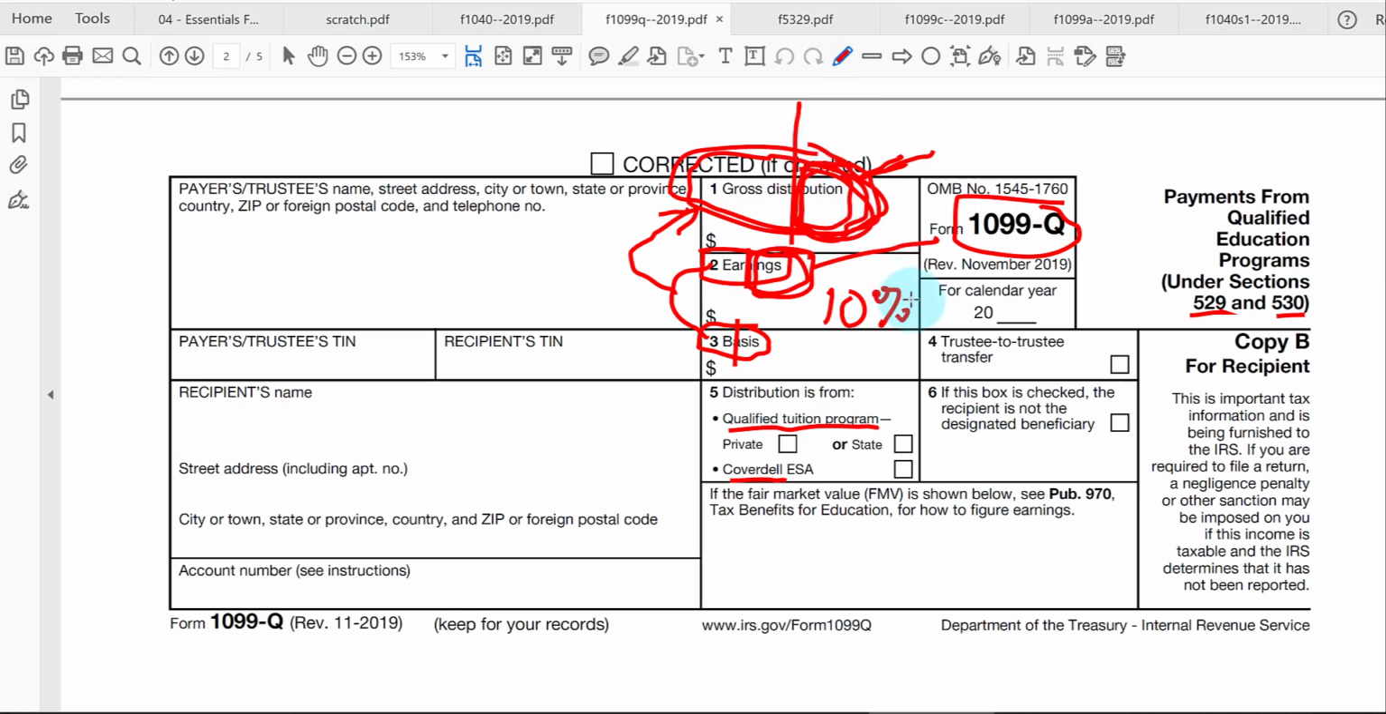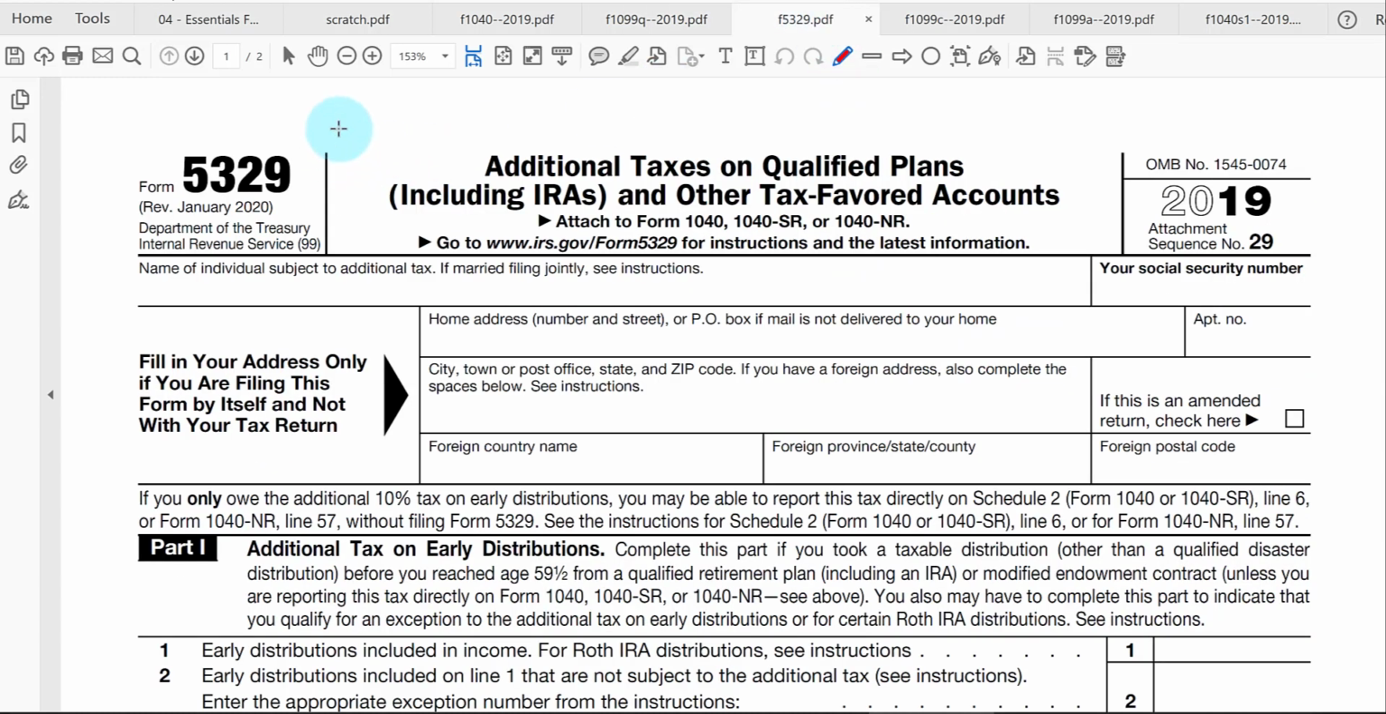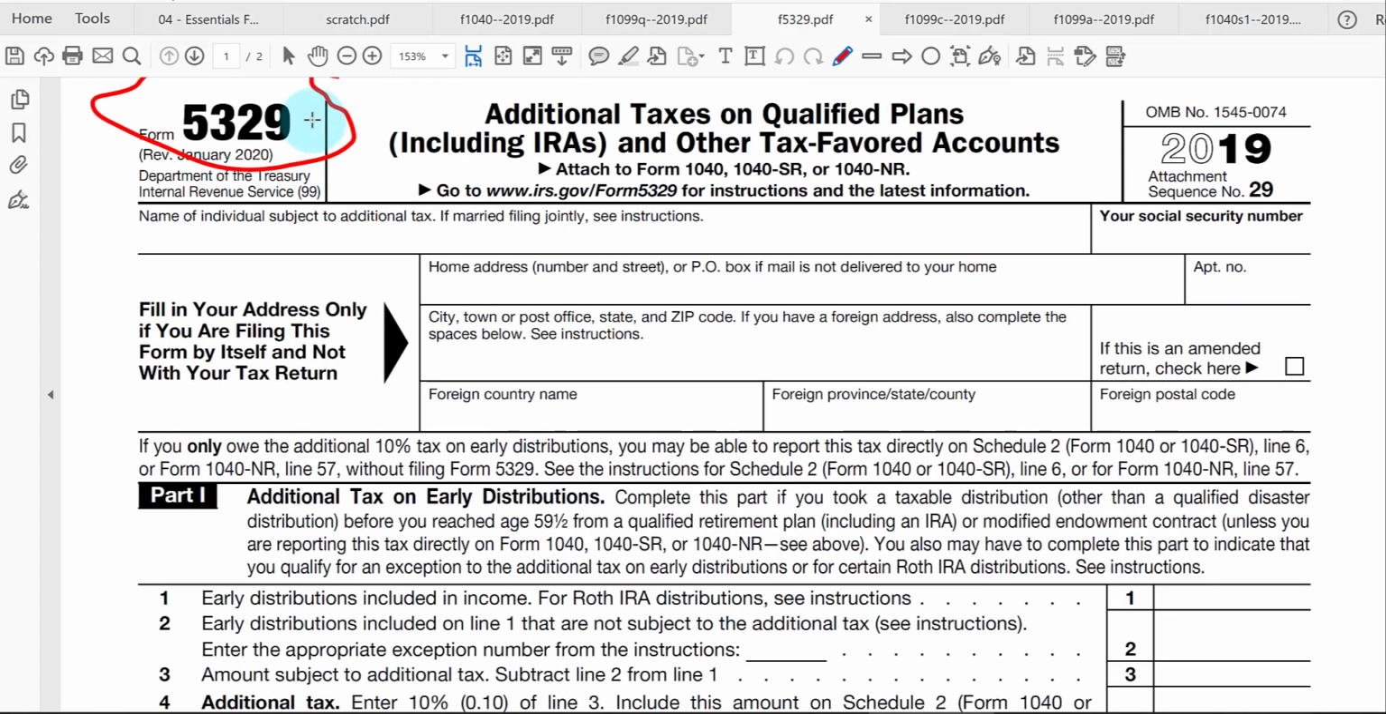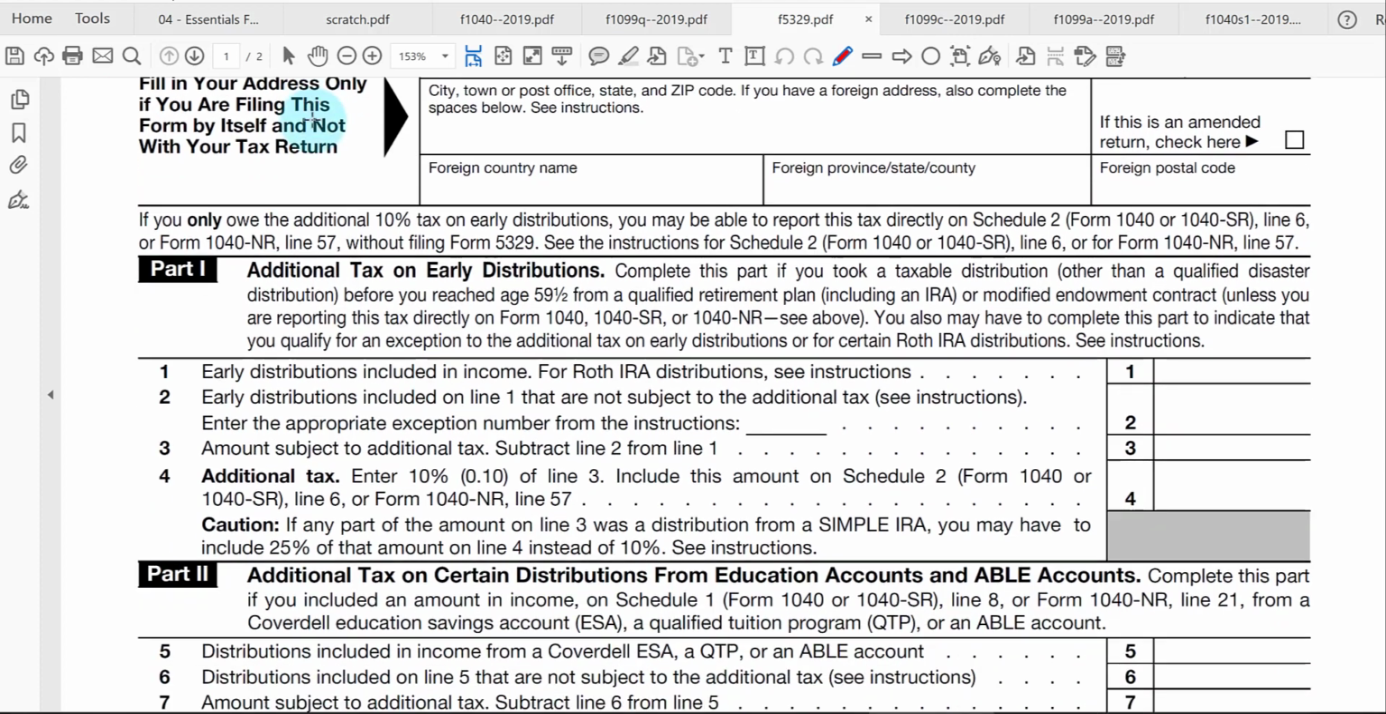Let's see where this 10% penalty is calculated. On Form 5329, which has lots of different penalties. The one we're looking at, this is one we'll talk about later on when you take out money too early from a retirement account. But we're taking out money from an education account or even an ABLE account, again, that's for the disabled person, that was not used for qualifying costs.